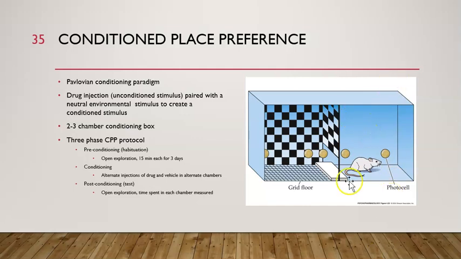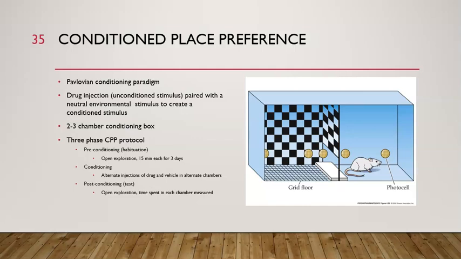So sometimes it's just the area that they are, and sometimes it's a tone or something like that. So in this paradigm, then we've got a 2-chamber box, or sometimes there'll be a 3rd chamber over here, and then there's a 3-phase protocol. So we've got preconditioning or habituation, so the animal is allowed to explore all of the chambers as much as it wants for 15 minutes over 3 days, and then conditioning.